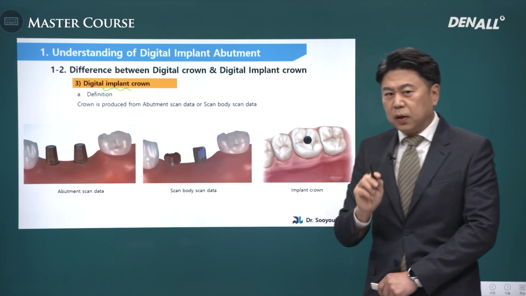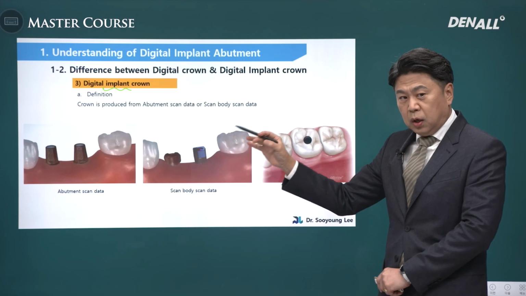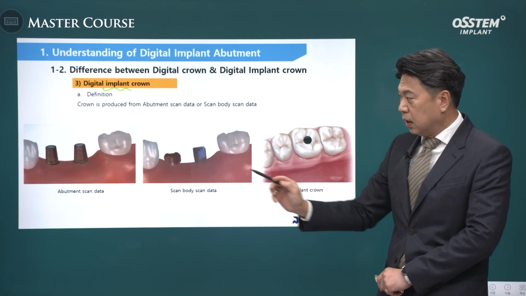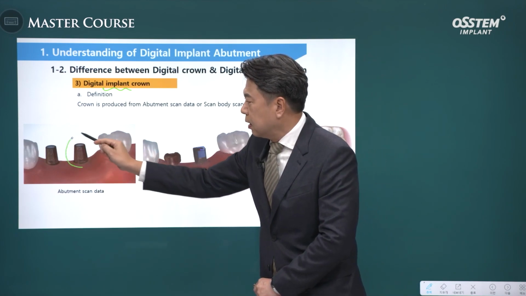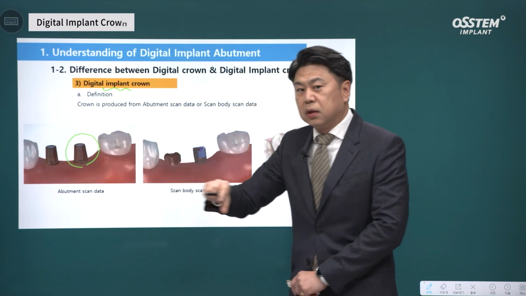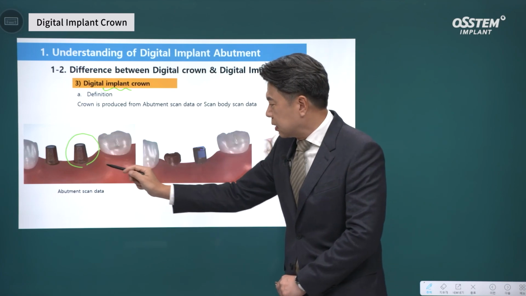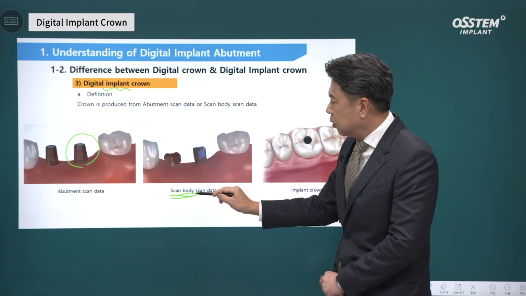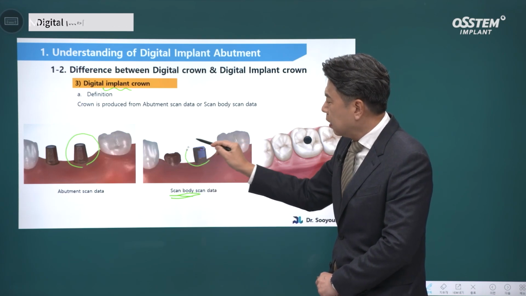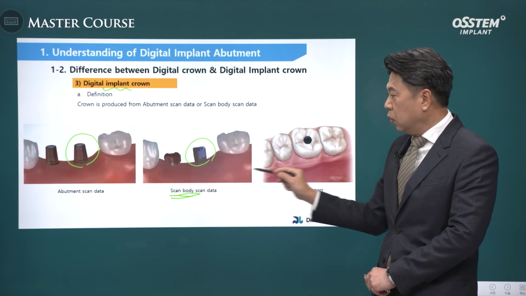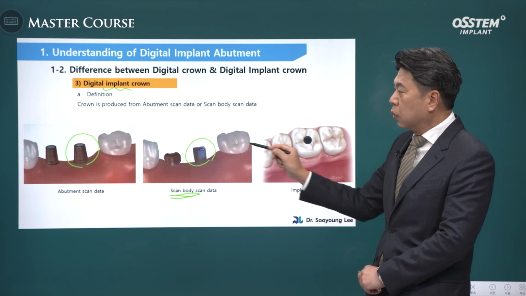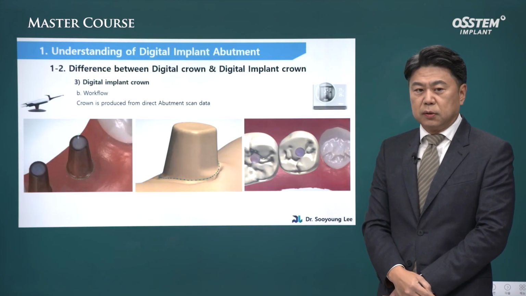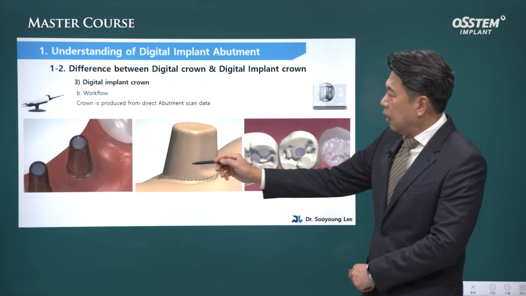On the other hand, implant is included in the digital implant crown. It is a little bit different. Fabricating a crown over the abutment is the same, but the abutment is scanned. After connecting an abutment for the scanning or scan body, a special media is used, and the media is scanned, and using the data, the crown can be fabricated. So this is called digital implant crowns.